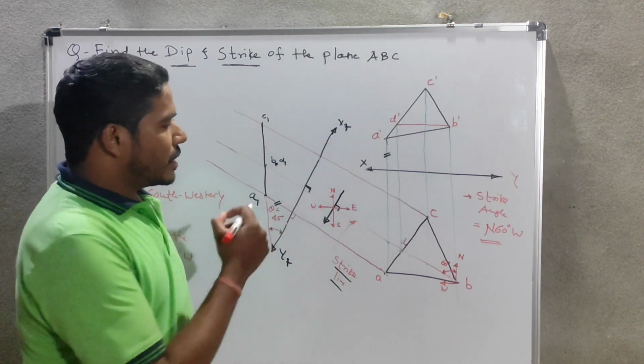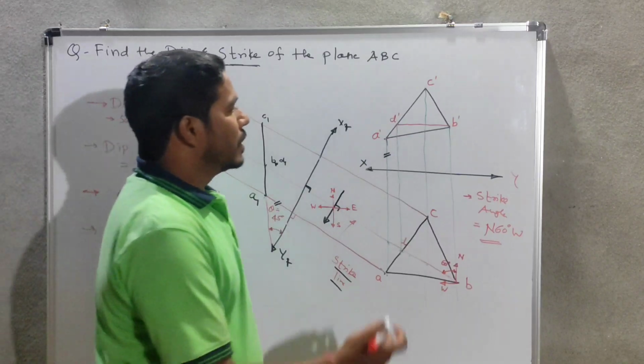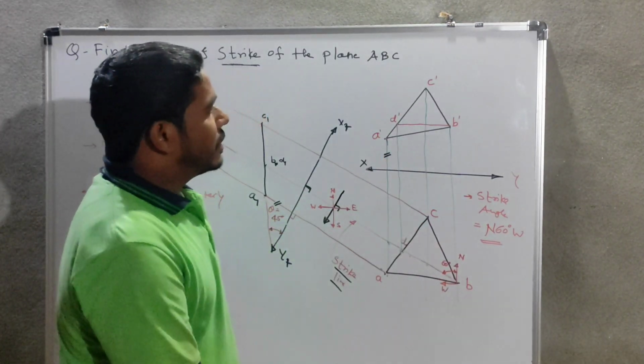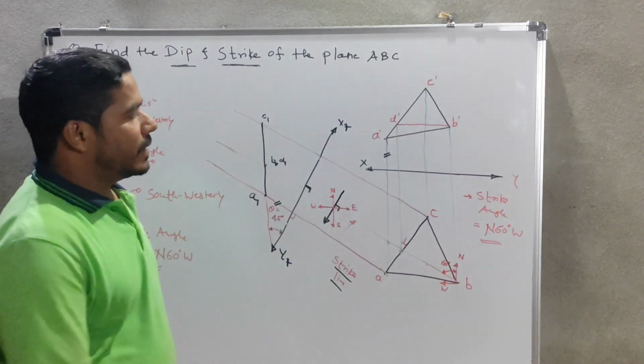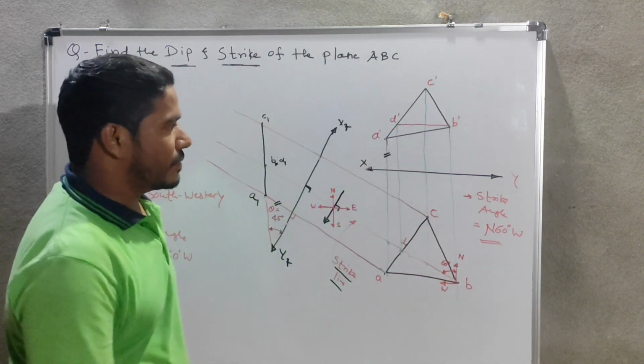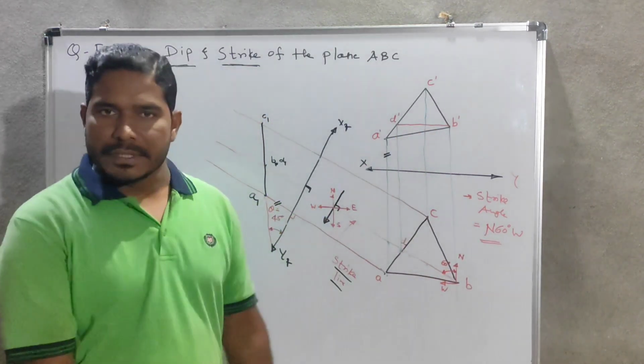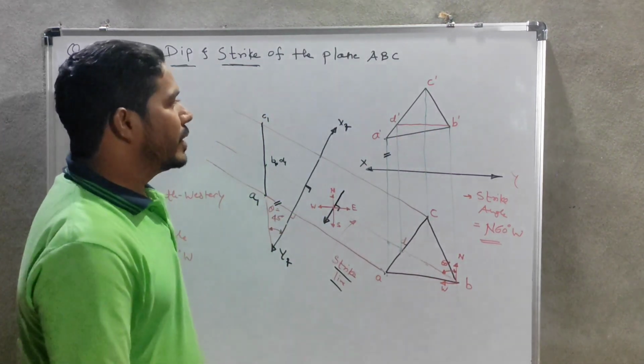Shortly, one second, I will explain this. Here we have to find out the dip and strike of the plane ABC. So what are the given things in the question figure? They are giving the front view and the top view of the plane ABC, and you have to find out the dip and strike.